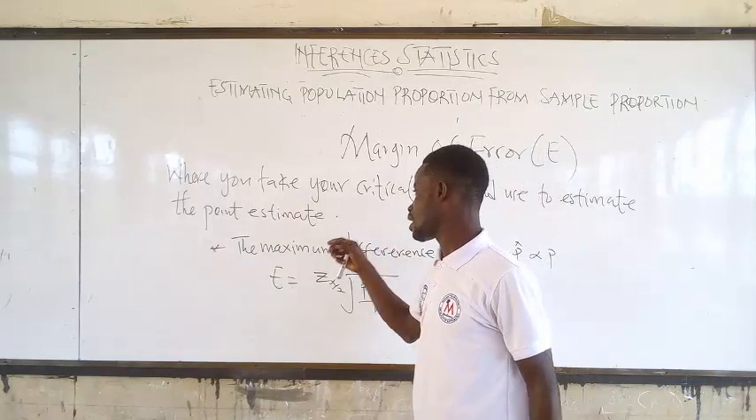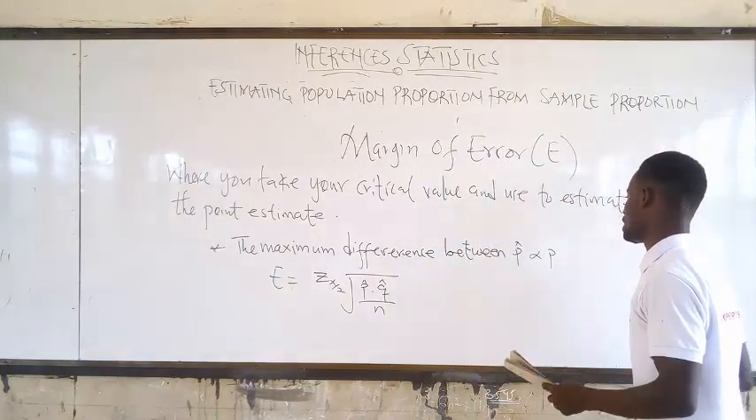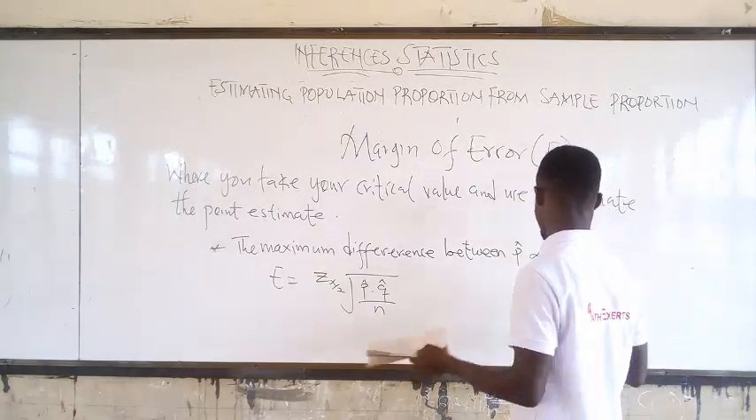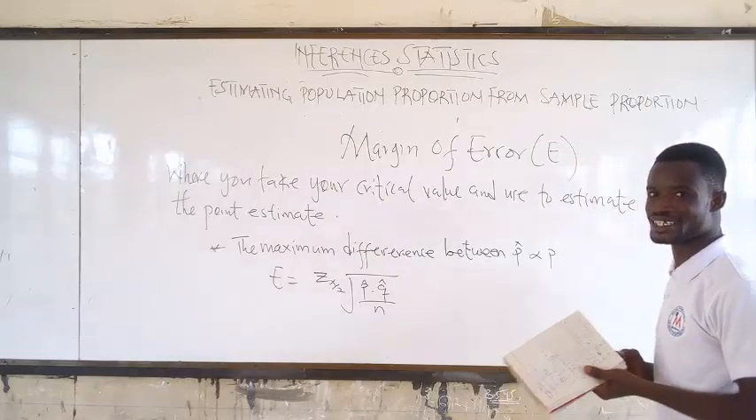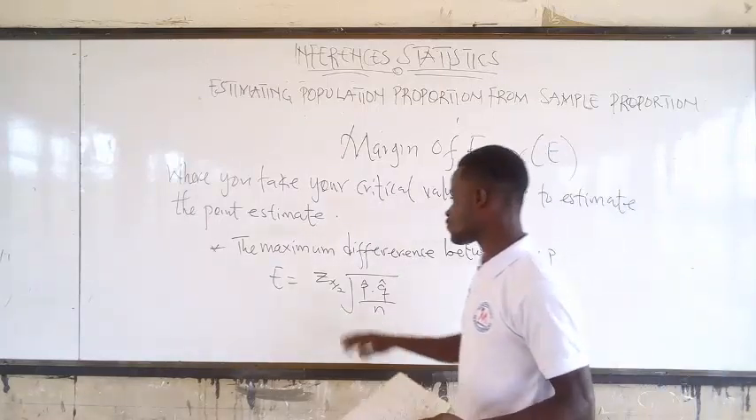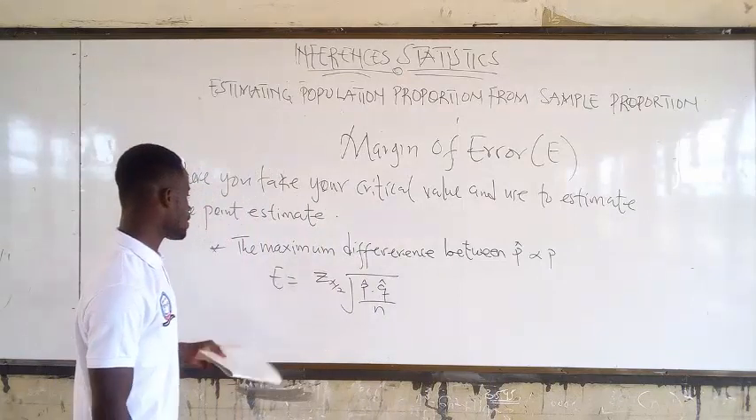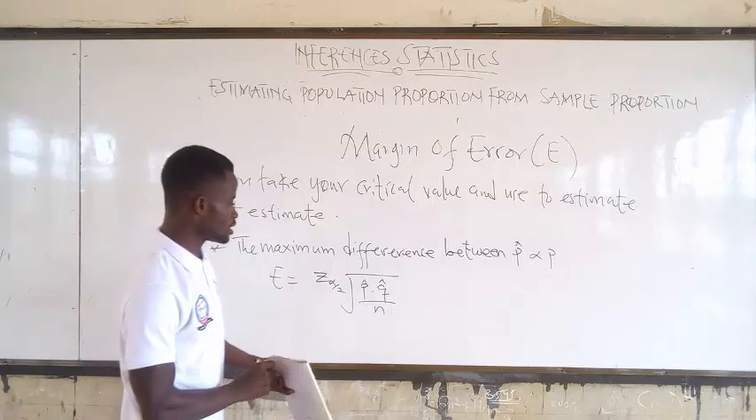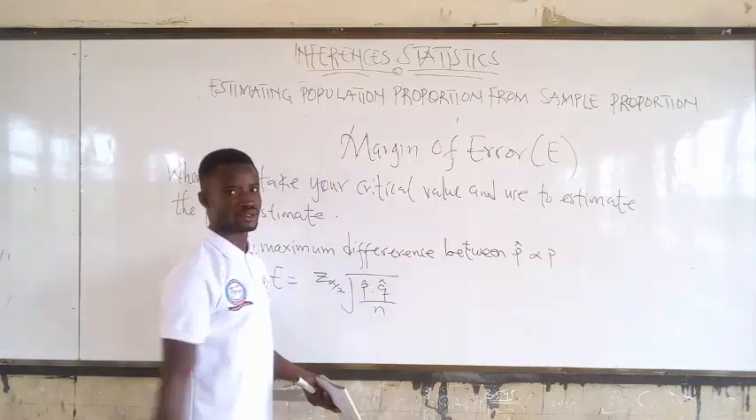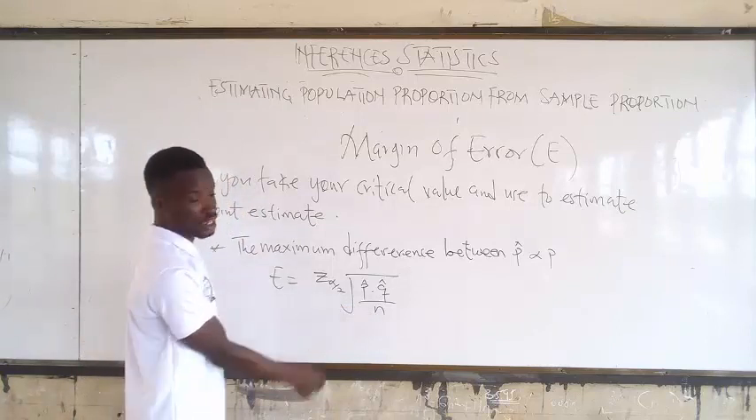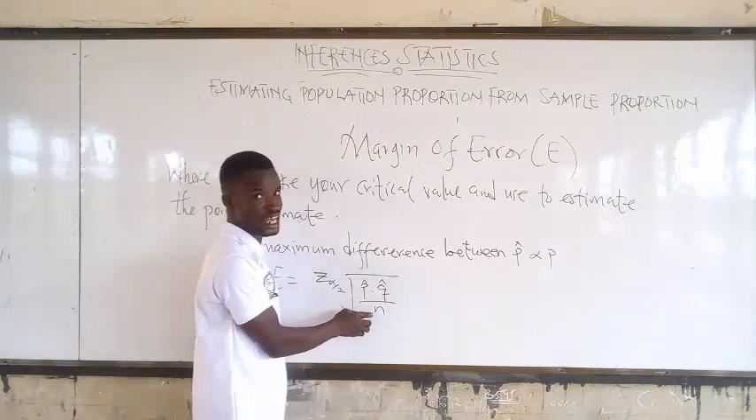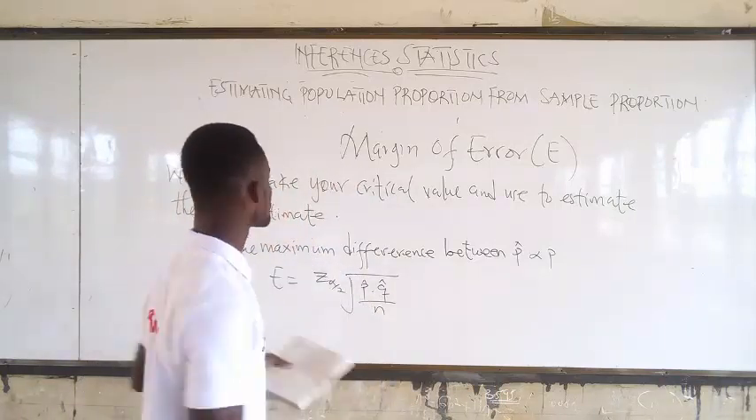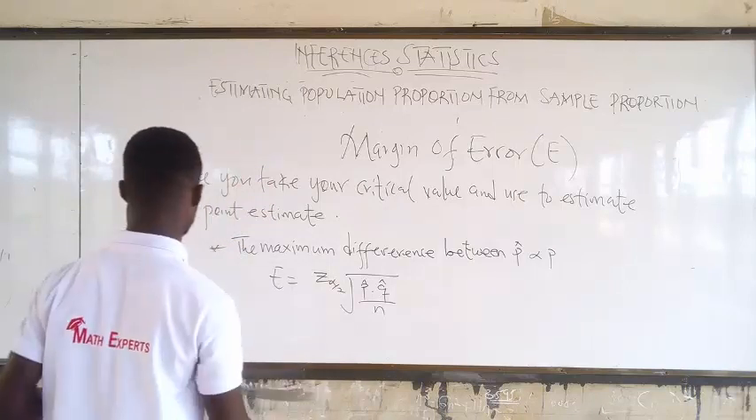So let's see the maximum difference between the P hat and the P. And it's N, not alpha, you know, it's N. Alright, so this is a formula we use to calculate the margin of error. So this is the Z alpha over 2, so this is the P hat times the Q hat, all this over what? N. Bear in mind that this square root is affecting the N here also. Okay, so now let me take you through the steps in finding the margin of error.